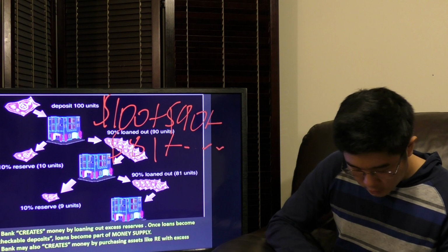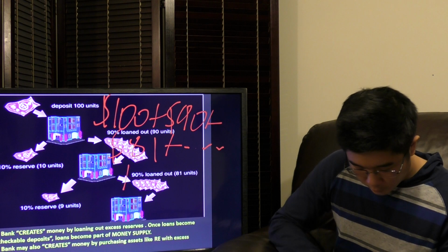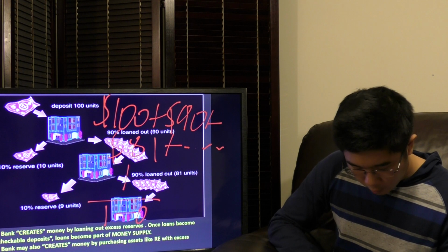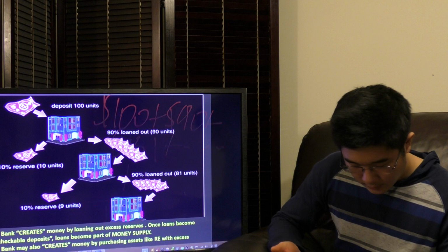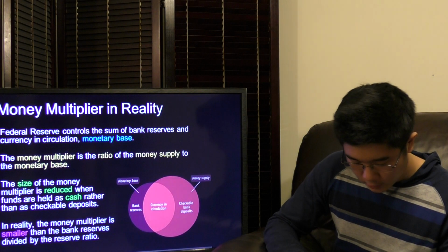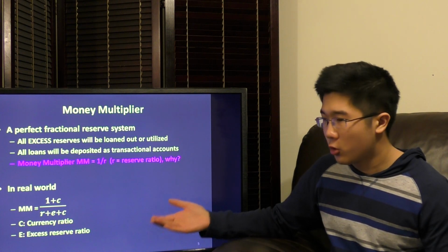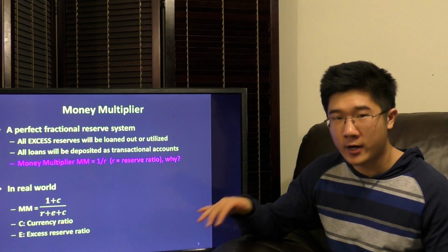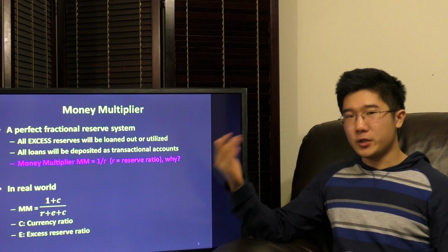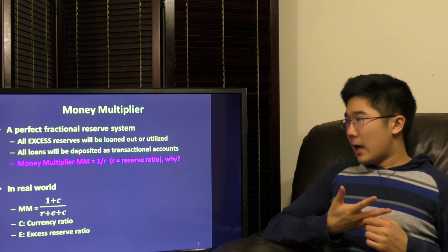We see our ratio is 0.9, so the sum of the geometric sequence is 1 over 1 minus 0.9, which is 1 over 0.1, which is 1 over our reserve ratio. However, this is theoretical.